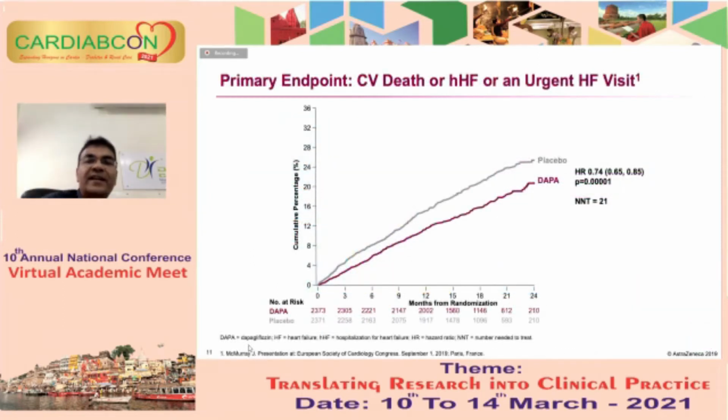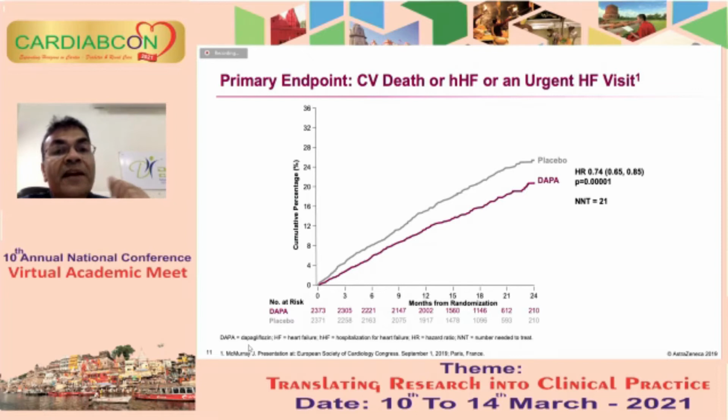Now, this is very interesting, the primary endpoint, the CV death, hospitalization for heart failure or urgent heart failure visit. You can see from day one, the benefit was there in the DAPA arm. So as soon as it was started, even in the first week itself, there was a benefit. And NNT was only 21. The HR is 0.74, between 0.65 to 0.85. The p-value was very, very significant. And number needed to treat is only 21. So if you are treating 21 patients, there is a definite benefit.